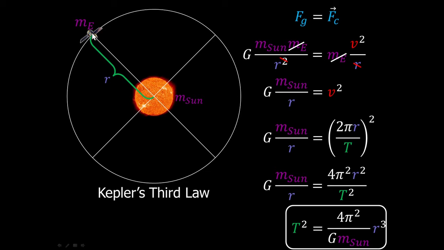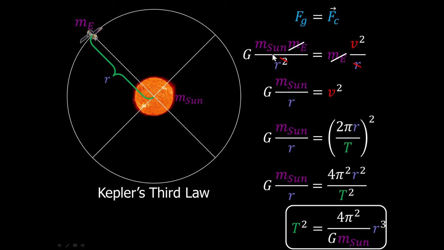If instead of a satellite orbiting the Earth, it was a satellite orbiting the Sun, the derivation would all be exactly the same, except this time the mass of the Sun would be in there. So we could plug in different things there.